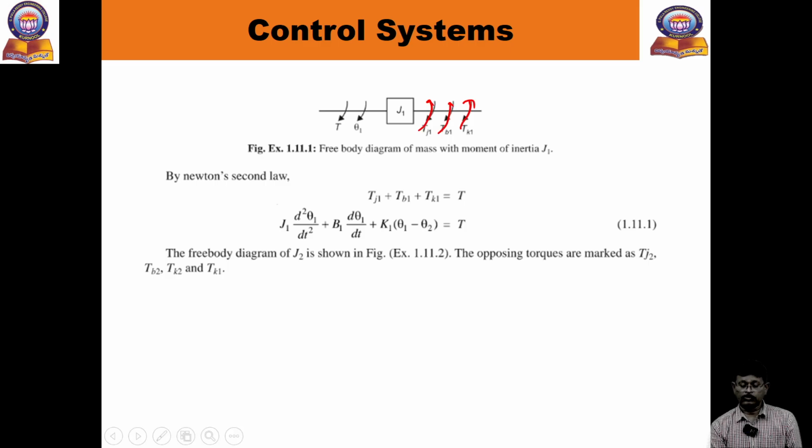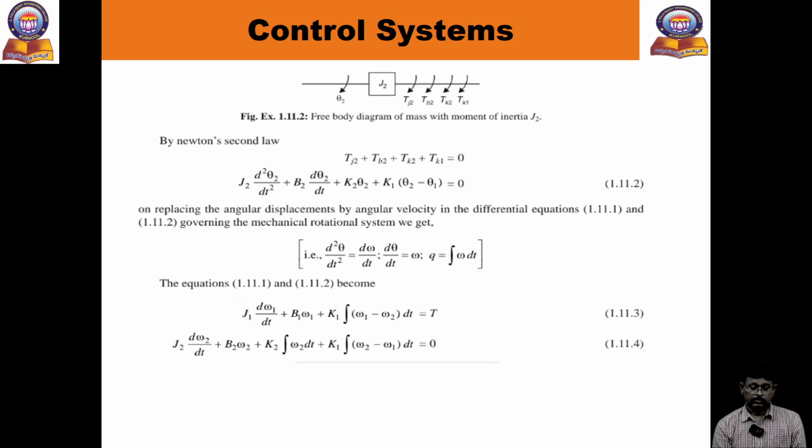Printing mistake, opposite direction. So apply torque equal to TJ1, TB1, TK1. TJ1 is because of weight or inertia, TB1 is the dashpot, TK1 is the spring constant. These are in the opposite direction. So J1 d squared theta 1 by dt squared, then B1 d theta by dt, then K1 into theta 1 minus theta 2, because K1 is between the two moments of inertia J1 and J2. That's why theta 1 minus theta 2, right?